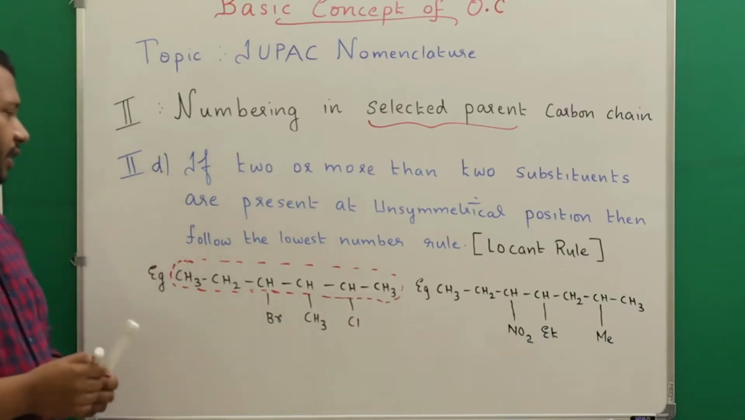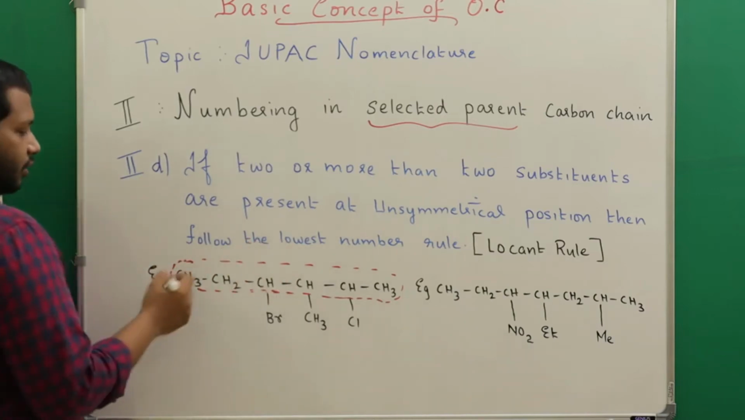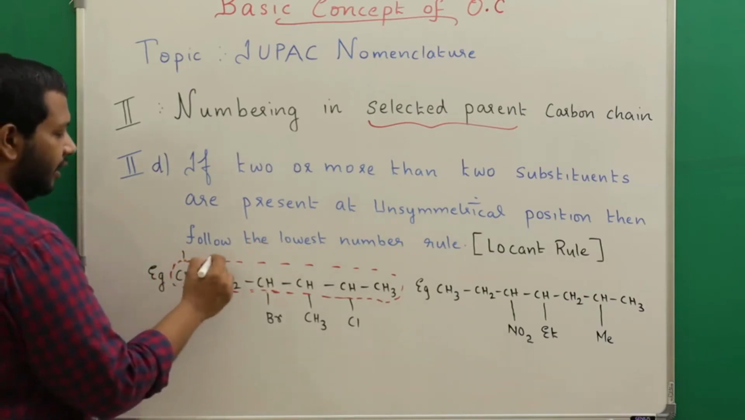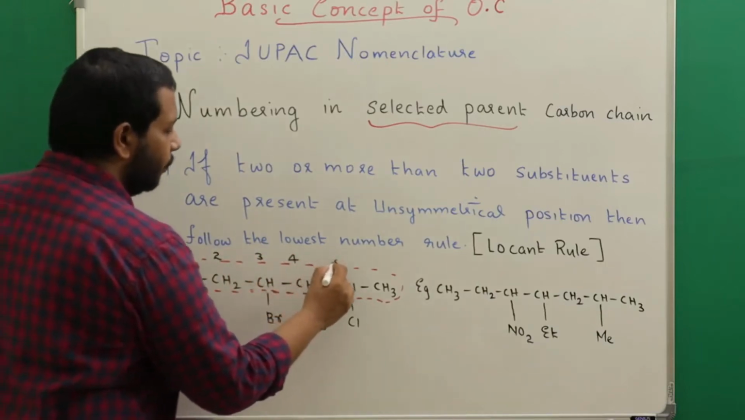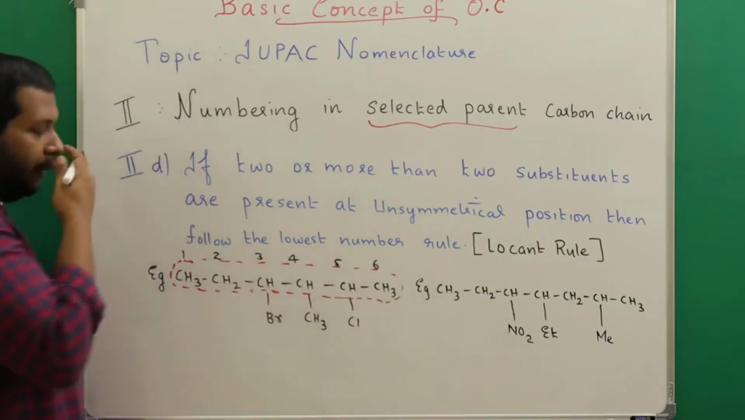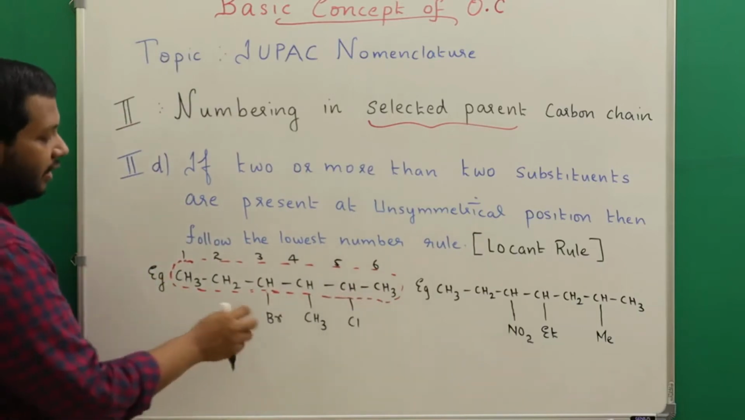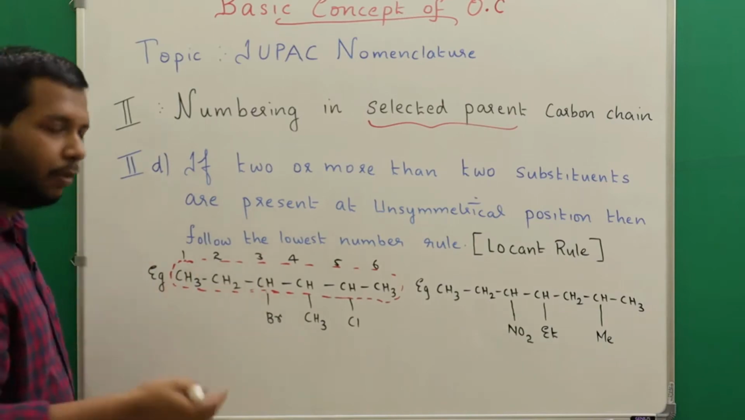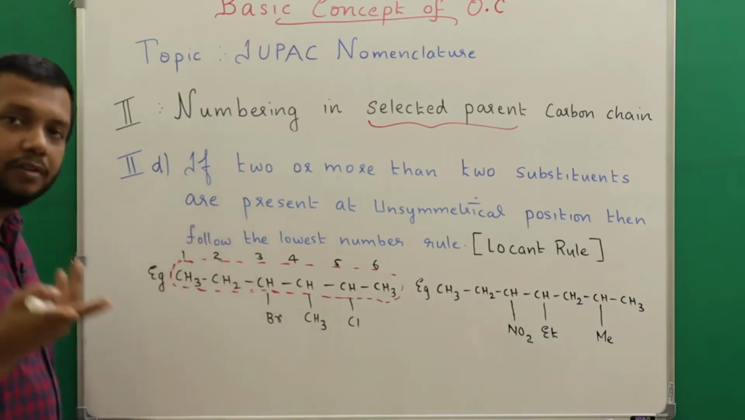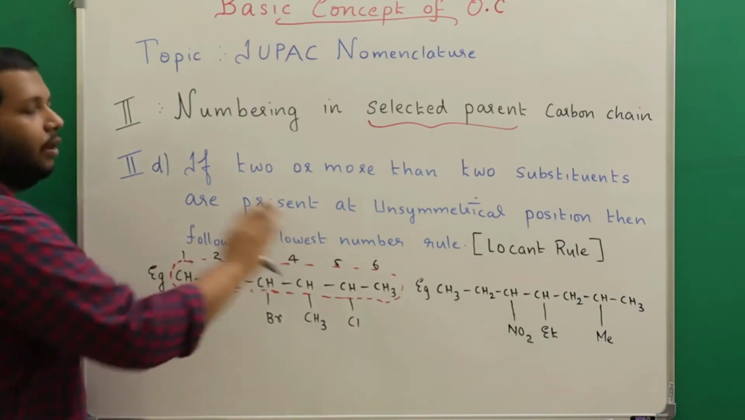The question that comes here is, if I go in this direction, I will write the locant: 1 2 3 4 5 6. Now I will help you understand how to write the locant. The locant here means: what is the number a substituent is getting, or for multiple bonds what number they are getting, or for a functional group what number it is getting. That is called a locant.